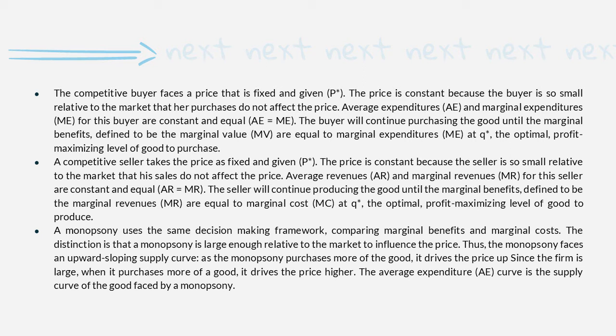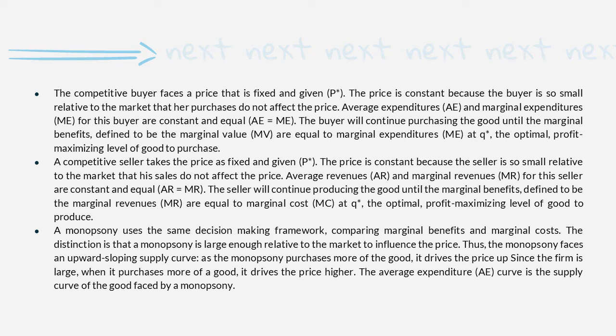A competitive seller takes the price as fixed and given. The price is constant because the seller is so small relative to the market that his sales do not affect the price. Average revenue and marginal revenue for the seller are constant and equal. The seller will continue producing the good until the marginal benefit, defined to be marginal revenue, is equal to marginal cost, the optimal profit maximizing level of good to produce.